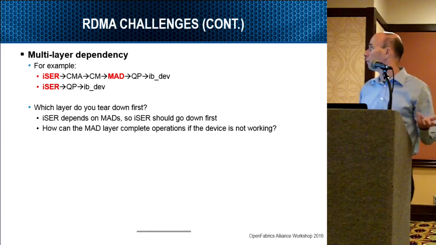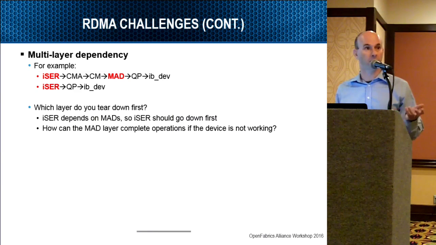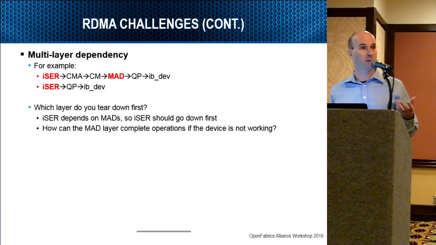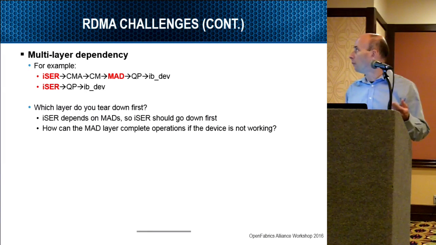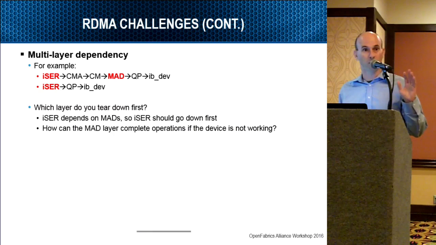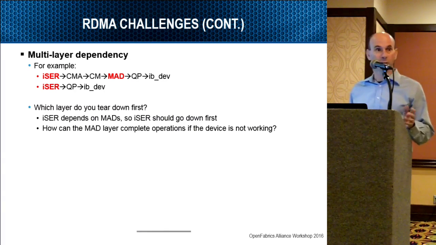iSER depends on MADs, so we should probably tear down iSER first. But if iSER did some connection attempt and the MAD layer, which nobody spoke to yet, tries to send this message and doesn't get any completion, then everything is stuck. So what do we do here?